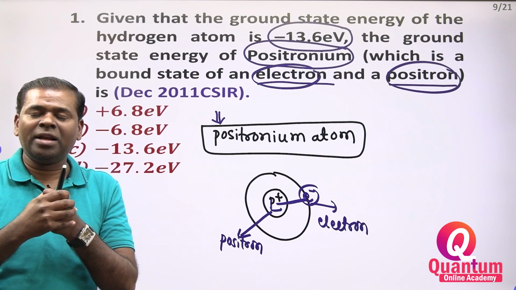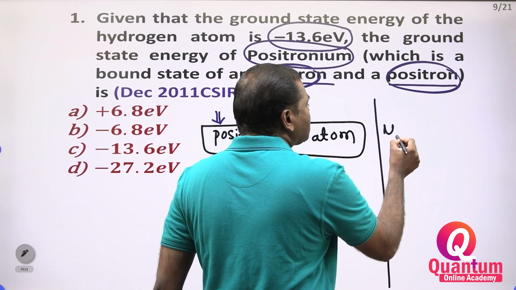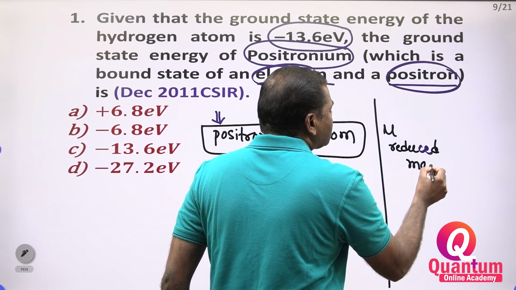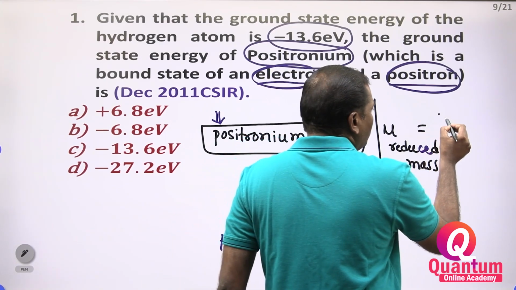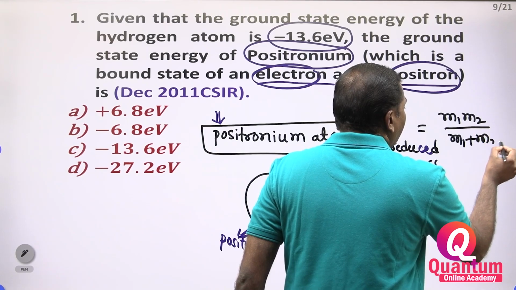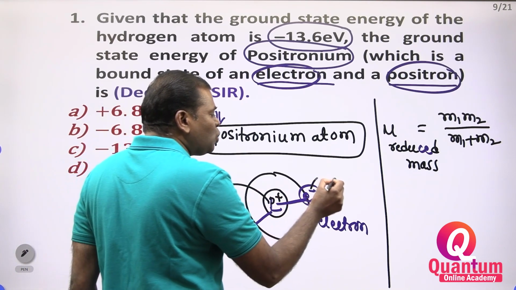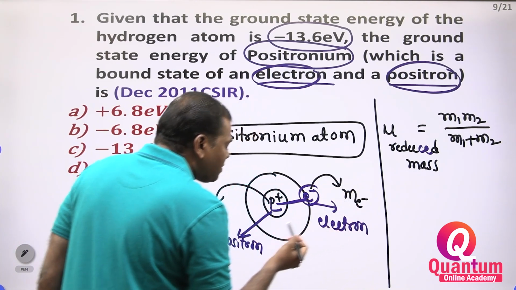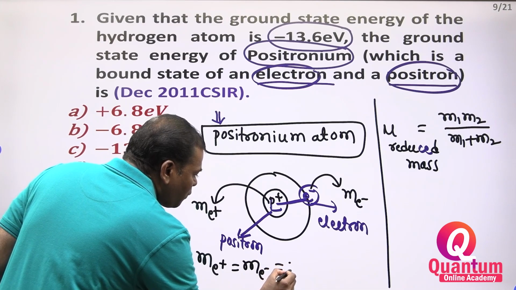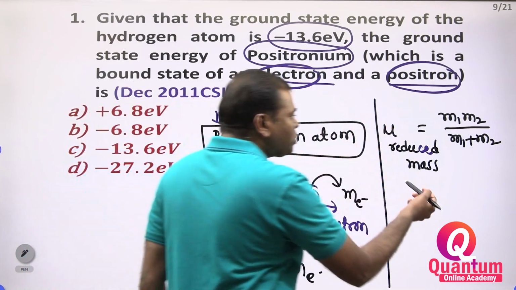Now we have to calculate the reduced mass. The reduced mass mu is equal to M1 M2 divided by M1 plus M2. What is M1? Mass of the positron. What is M2? Mass of the electron. Mass of the positron is equal to mass of the electron, we take it as m, the mass of the electron only. You have to substitute here.